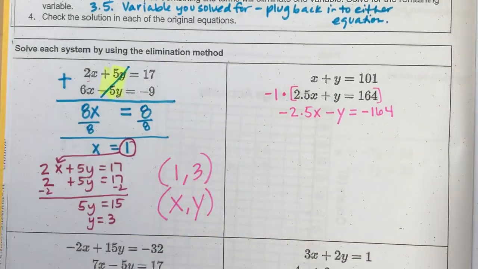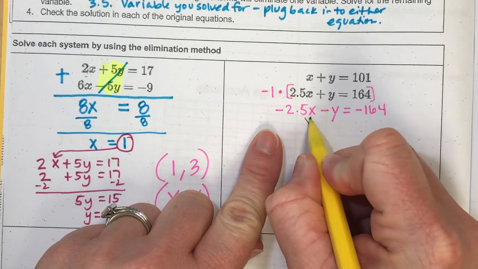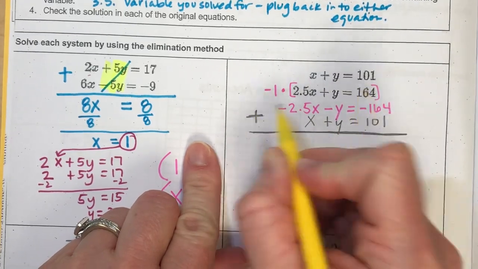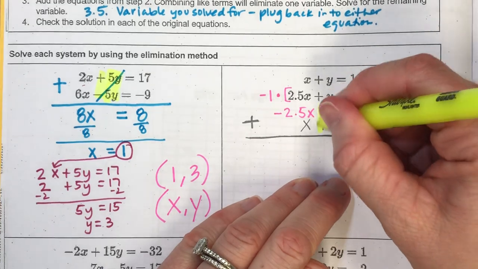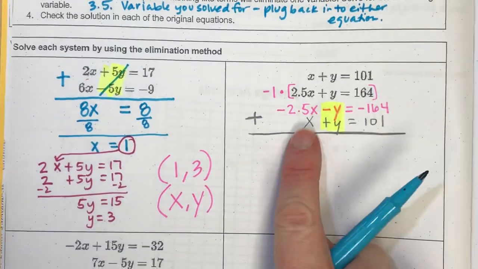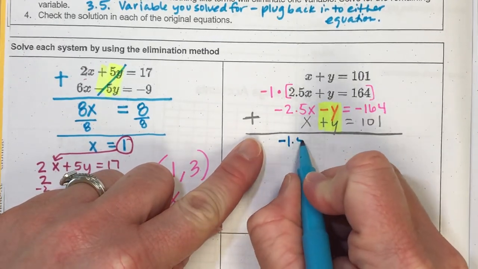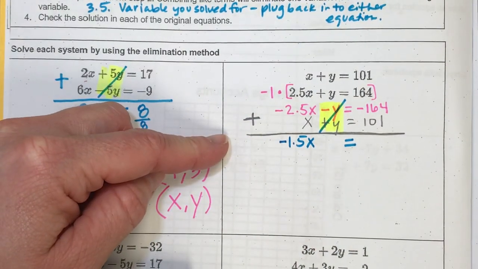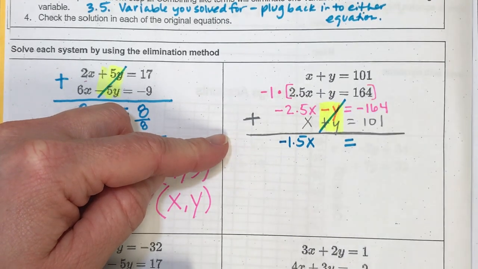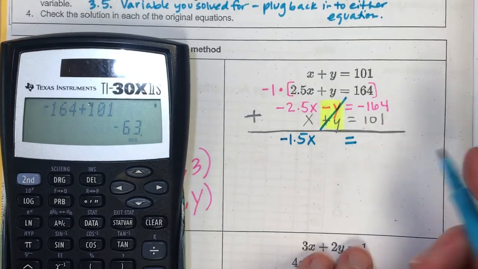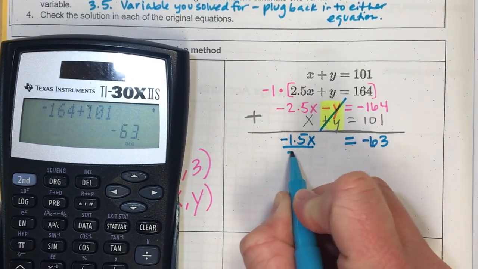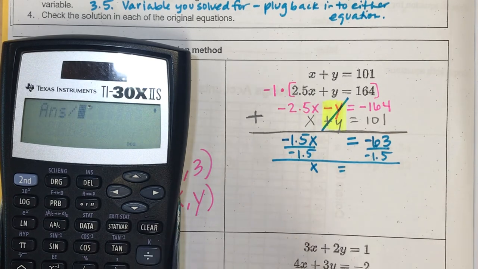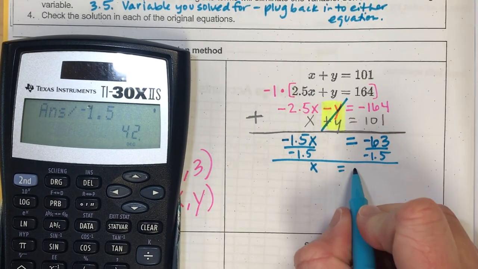And now if I combine that with my original top equation, so I'm just going to rewrite it here to combine, x plus y equals 101. If I add these together now, you'll see my y's are going to cancel out, which is why we needed to multiply by negative 1. All right, so negative 2.5 plus 1 is going to be negative 1.5. My y's cancel out, and negative 164 plus 101 is going to get me negative 63. And now I'm going to divide both sides by that coefficient, negative 1.5, and I will get my solution for x here. So divide by negative 1.5, and I get an answer of 42.